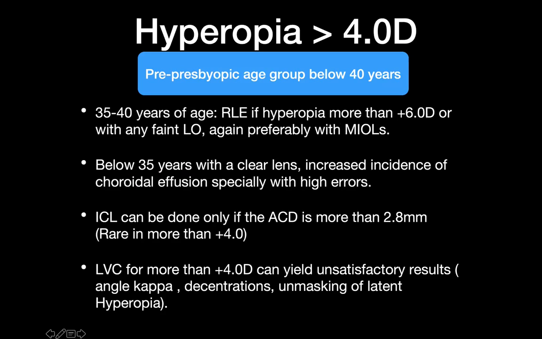In the hyperopic patients above 4 diopters, if the patient is in the pre-presbyopic age below the age of 40, if the patient is 35 to 40 years of age, refractive lens exchange can be done if hyperopia is more than +6, and we see this every now and then. A patient with a +6 coming seeking LASIK, and having an absolutely pristine crystalline lens with no lens opacities at all. But if the patient is 35 to 40 years of age, then the best solution would be a refractive lens exchange. Again, preferably with a multifocal intraocular lens.